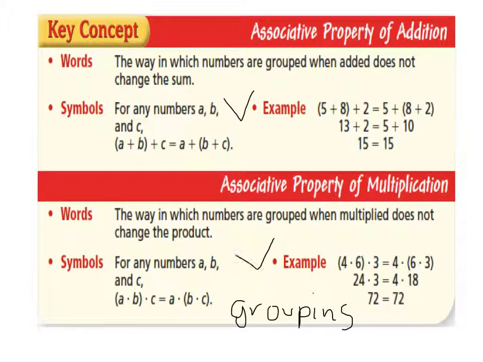We are allowed to do this also in multiplication. If you look at the example, the product of 4 and 6 times 3 is equal to 4 times the product of 6 and 3. No matter how we group them, the answer is still the same. As you can see, 24 times 3 is 72, and 4 times 18 is 72. So the key word to remember for associative property is grouping.